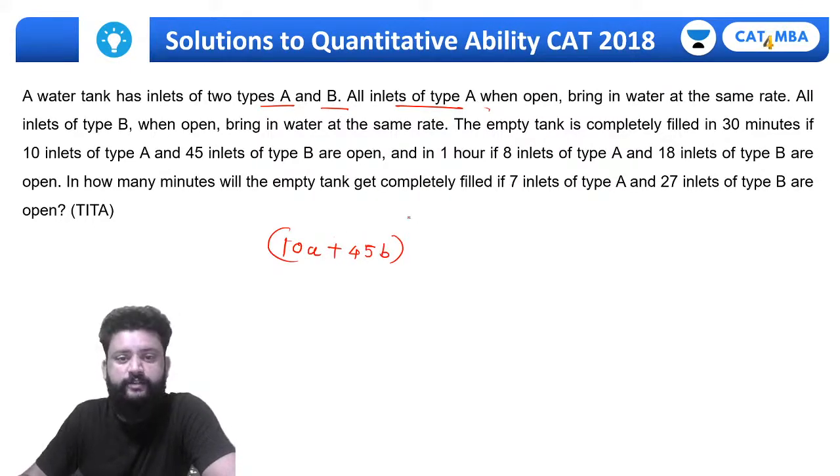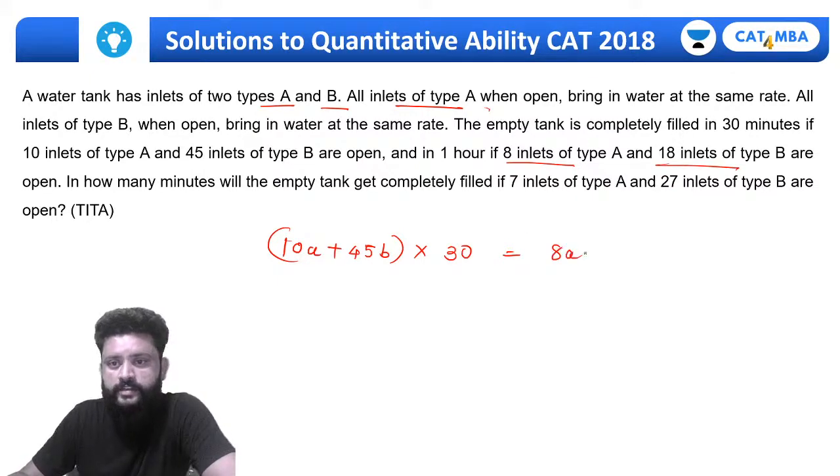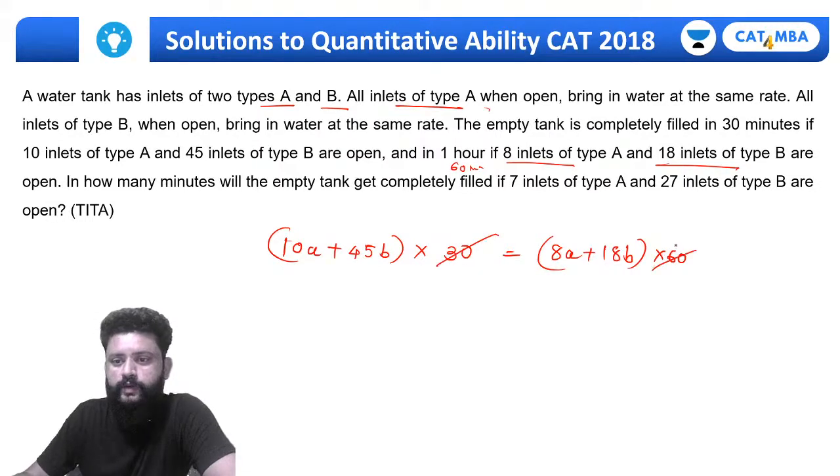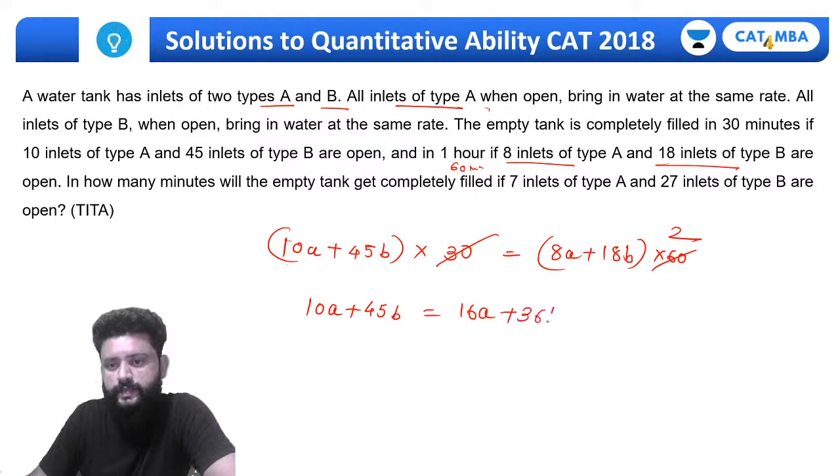Let's say A is the rate at which they fill the tank. It takes 30 minutes to fill the tank. This must be equal to the case with 8 inlets of A and 18 inlets of B, which takes 1 hour. So first thing, I'll get the ratio between A and B. So 10A plus 45B equals 16A plus 36B.